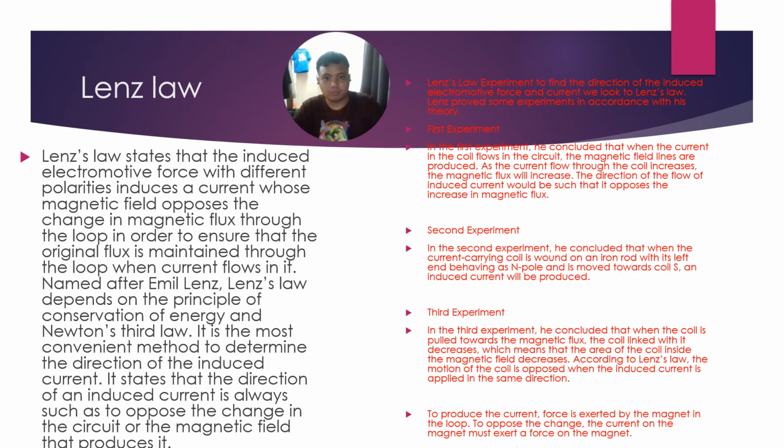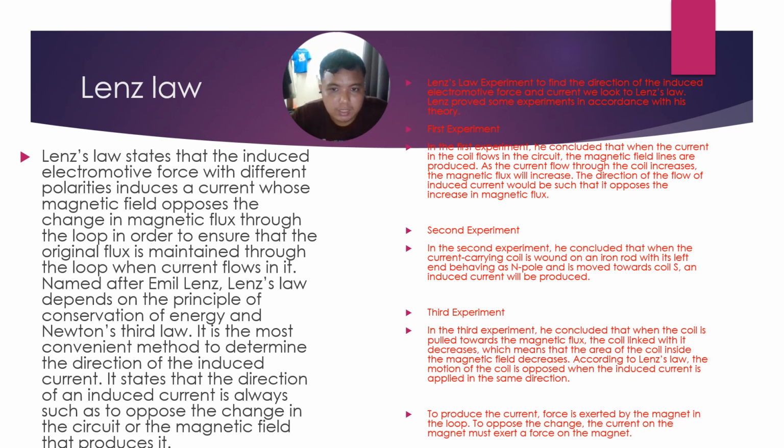For the first experiment, he concluded that when current in the coil flows in the circuit, magnetic field lines are produced. As the current flow through the coil increases, the magnetic flux will increase. The direction of the flow of the induced current would be such that it opposes the increase in magnetic flux.